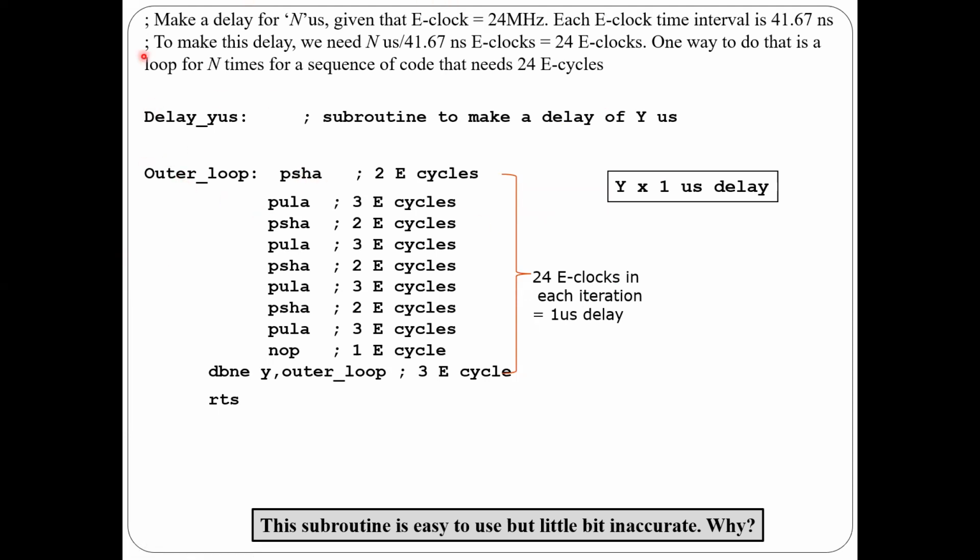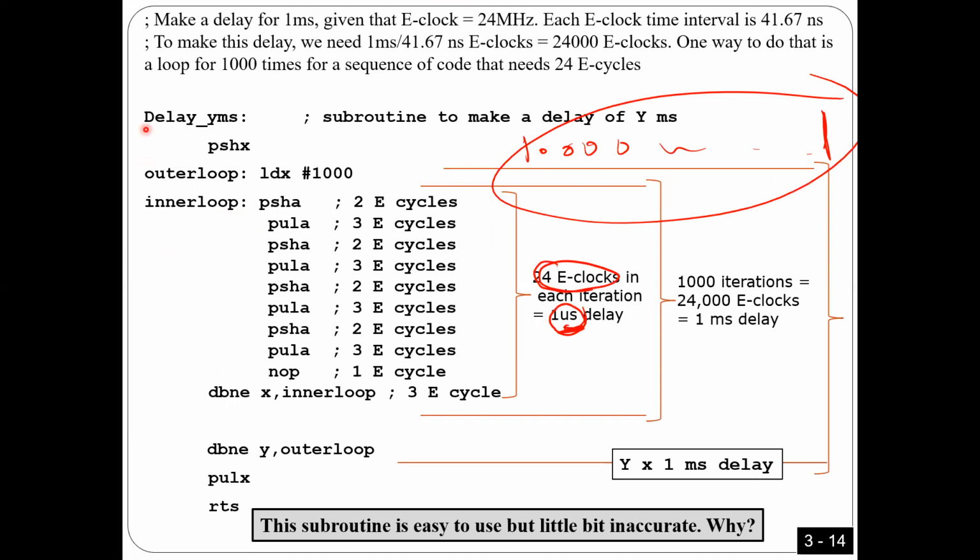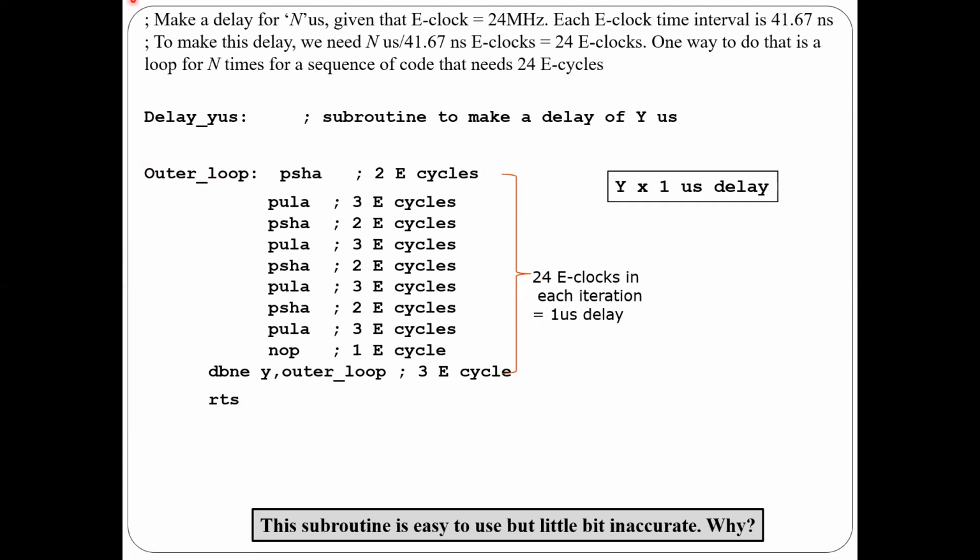So here, delay y microsecond. From here to here, it is 24 cycles. So I'm going to repeat this part y times, as you see here. This way, I can create y microseconds. Actually, this program is similar to this function. I just removed this 1,000 iteration. Okay, guys, so it's using the same idea.